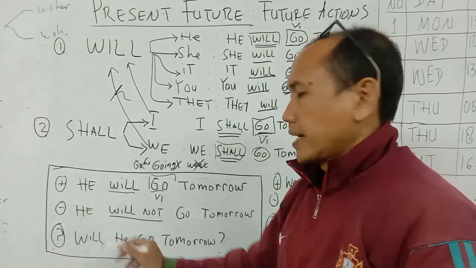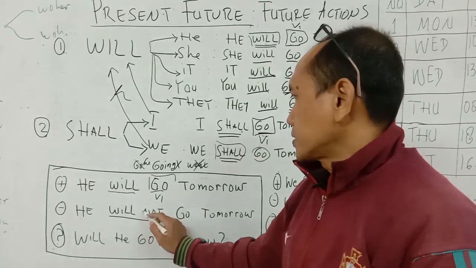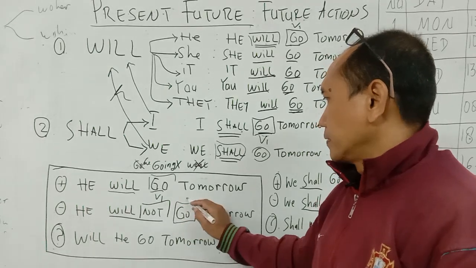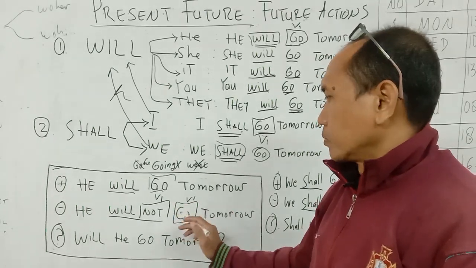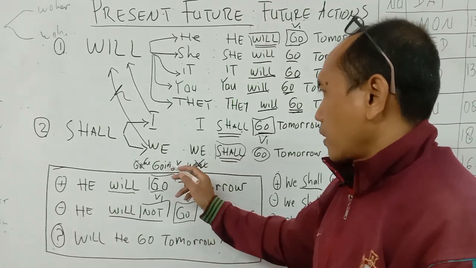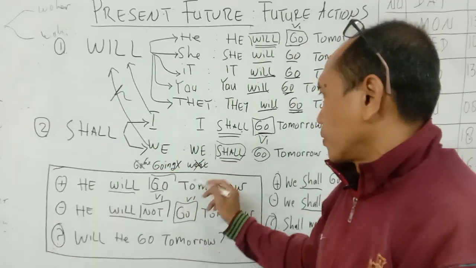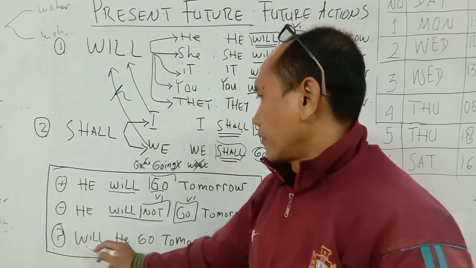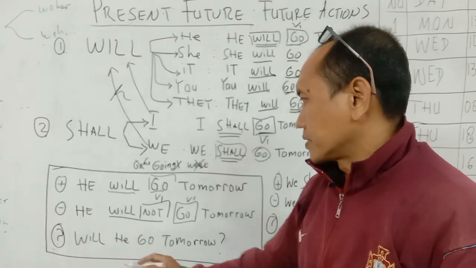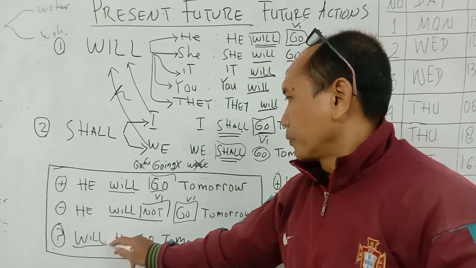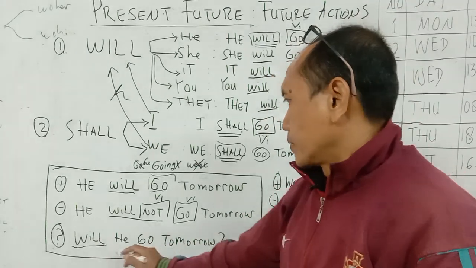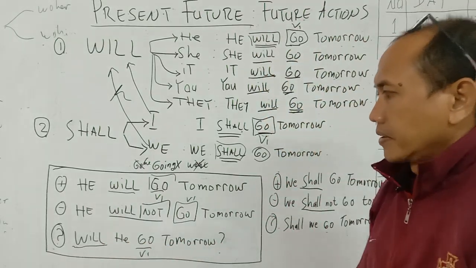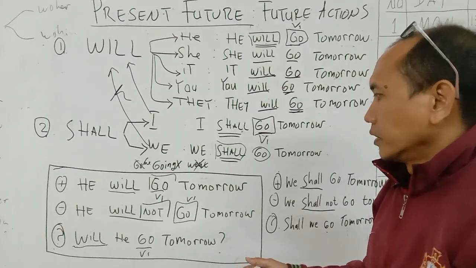And negative sentence, he will not go. We just put not after will, and the verb is still verb 1. You must not put going, gone, the present perfect, or use past tense, no. And you must use a verb 1 here. For questions or interrogative sentence, you put will in the front of the sentence. It will be like this. Will he go? Still verb 1. Okay, will he go tomorrow? He will not go tomorrow.